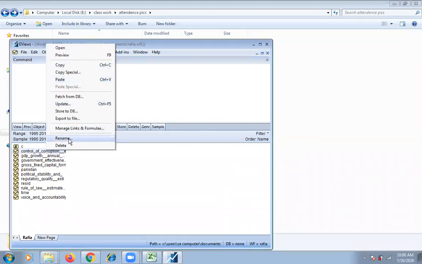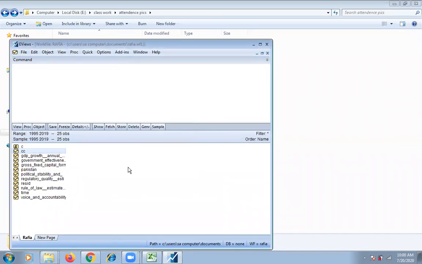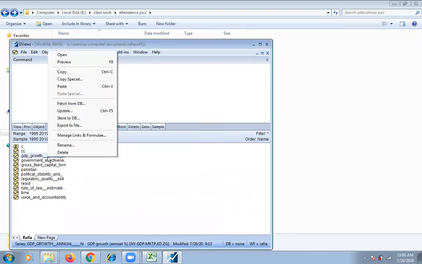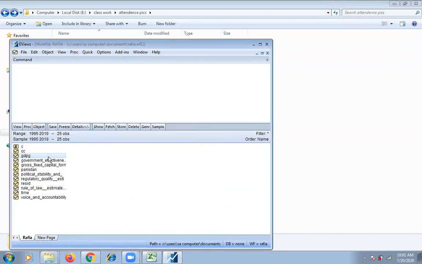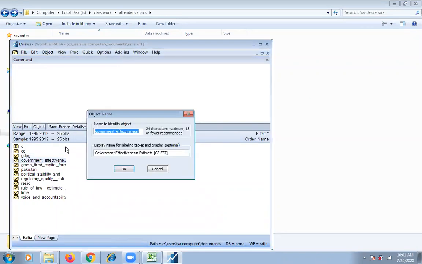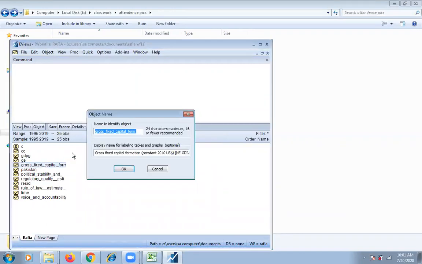First variable, rename: control of corruption, CC. For better understanding, GDP growth. Government effectiveness, GE. One by one, rename. Gross fixed capital formation, just capital.